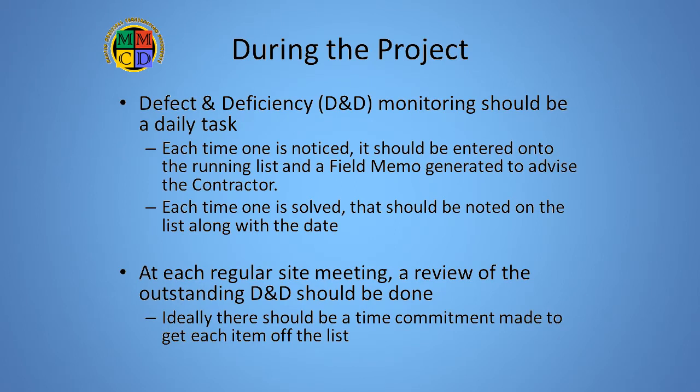On a properly managed project, defects and deficiencies are evaluated almost on a daily basis, not left for inspection near the end. Ideally, they are logged into a running deficiency list, and a field memo is generated to notify the contractor at the time each item is first found. Then, at each regular site meeting, the current deficiency list should be an agenda topic. As it is discussed, the CA should try to get a commitment as to when the defect or deficiency will be rectified. As each one is resolved, that fact should be noted on the list together with the date.